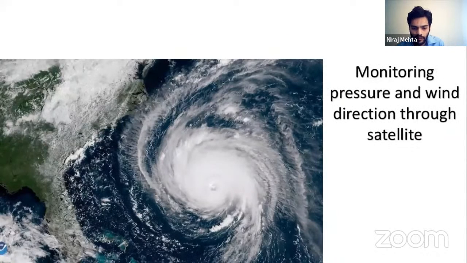Then, as I mentioned, to monitor the pressure and wind direction through satellite. That's how the Indian Meteorological Department will issue an alert in the coastal region about any tornadoes or upcoming tornadoes or any upcoming events.